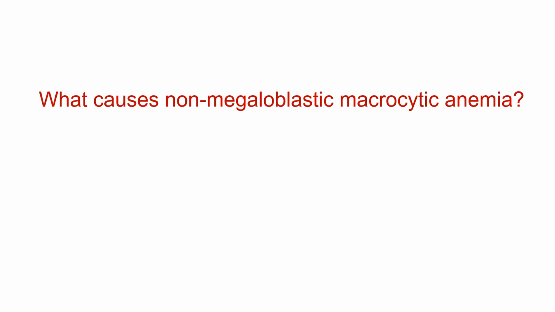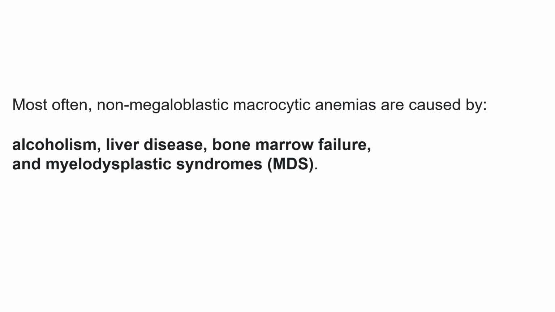The next question is what causes non-megaloblastic macrocytic anemia? Megaloblastic is due to B12 and folate. Then what is non-megaloblastic? Most often these are the conditions: alcoholism, liver disease, bone marrow problems, maybe aplastic anemia, and myelodysplastic syndromes. These are the common causes of non-megaloblastic macrocytic anemias.